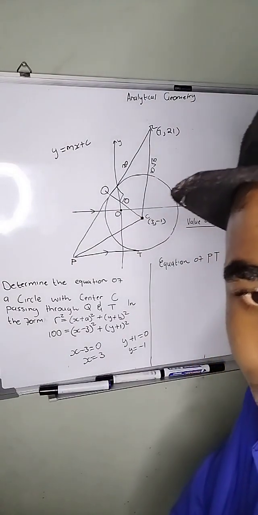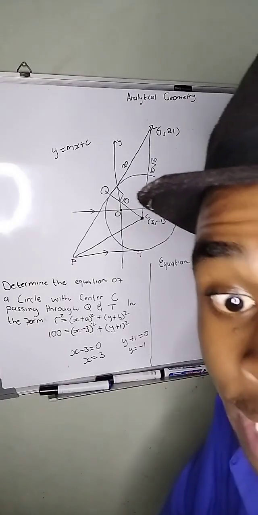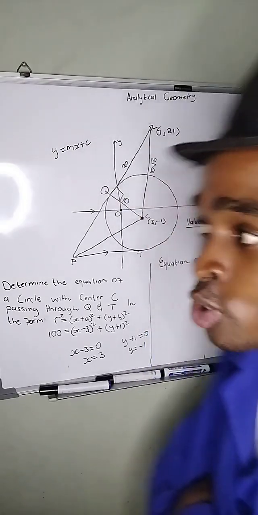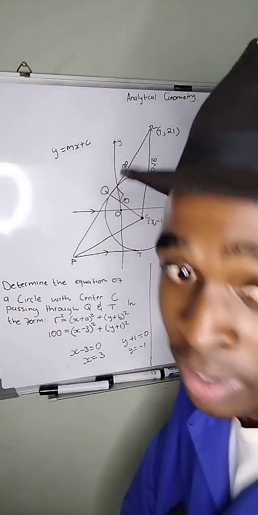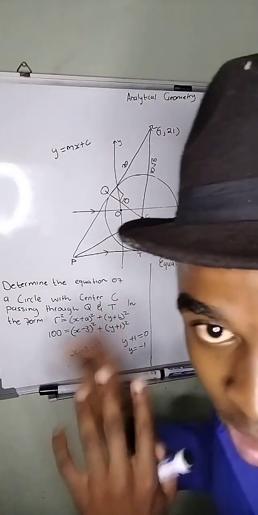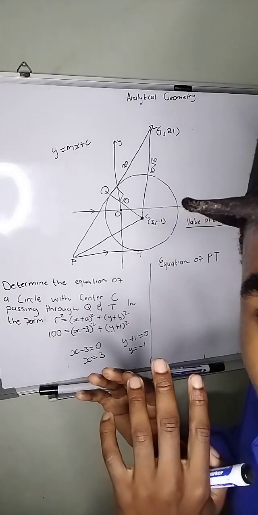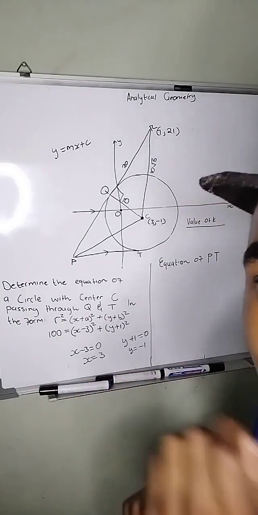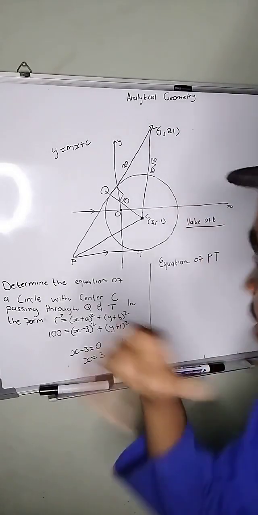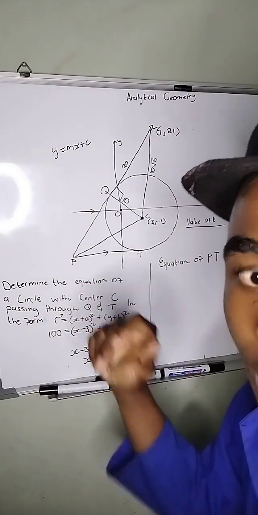Every line that is parallel to the x-axis has a gradient of 0. Yes, that's very true, my friend. Whatever line is parallel to the x-axis, its gradient is 0. Guys, how can we find the gradient of PT? How can we find the equation of PT?